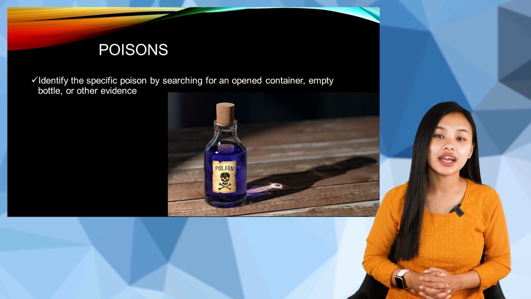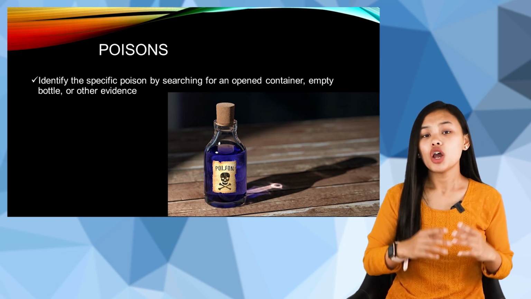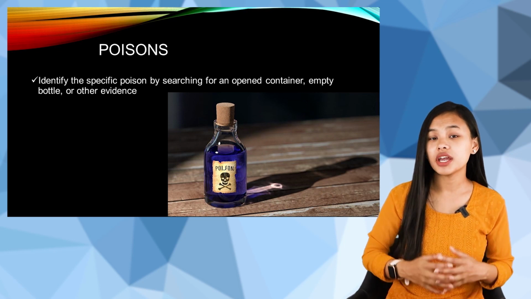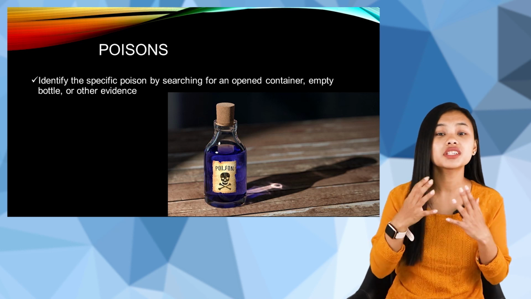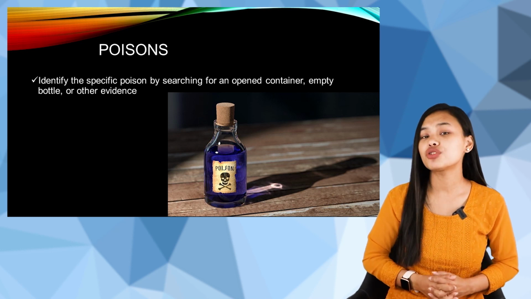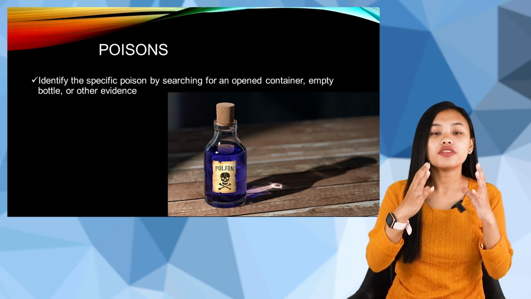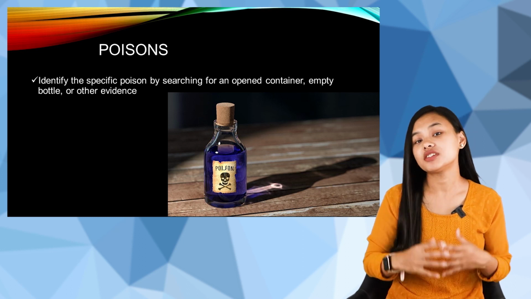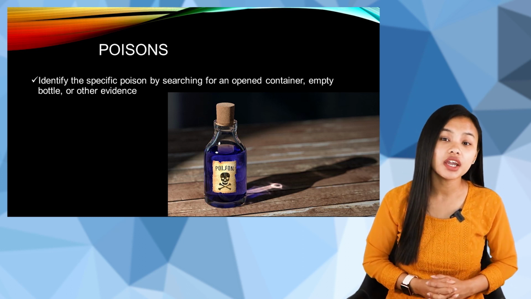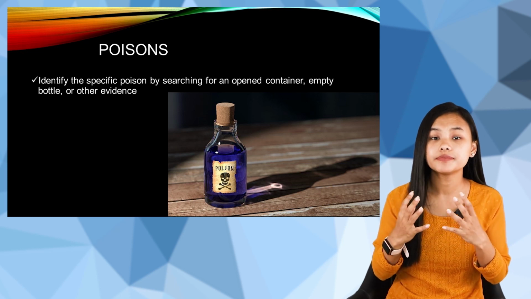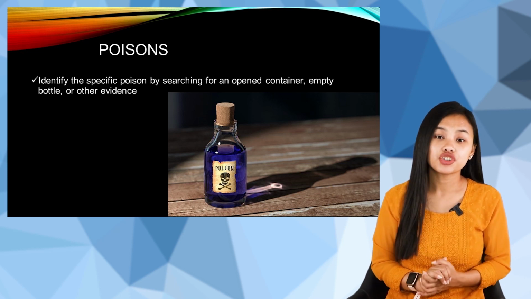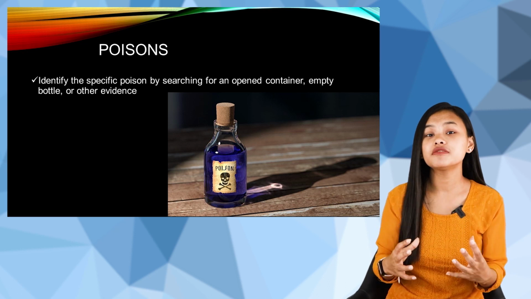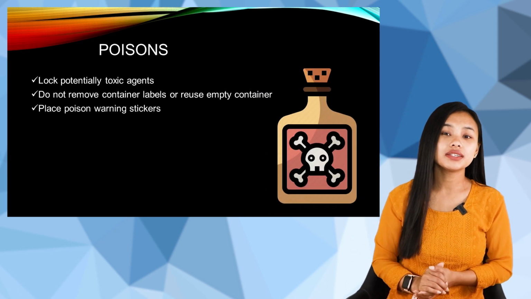Now moving on to the next one, that is poisoning. So here, when you encounter any cases of poisoning, the first thing what you must do is that you must try to identify the specific poison. How? By searching for an empty container, for an open container, or any other evidence that you can find, so that it will be easy for you to get to know what did the client consume.